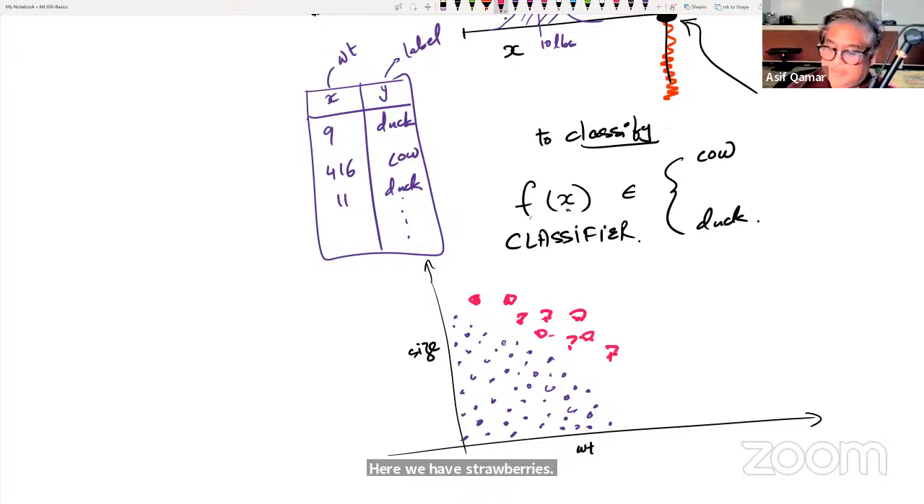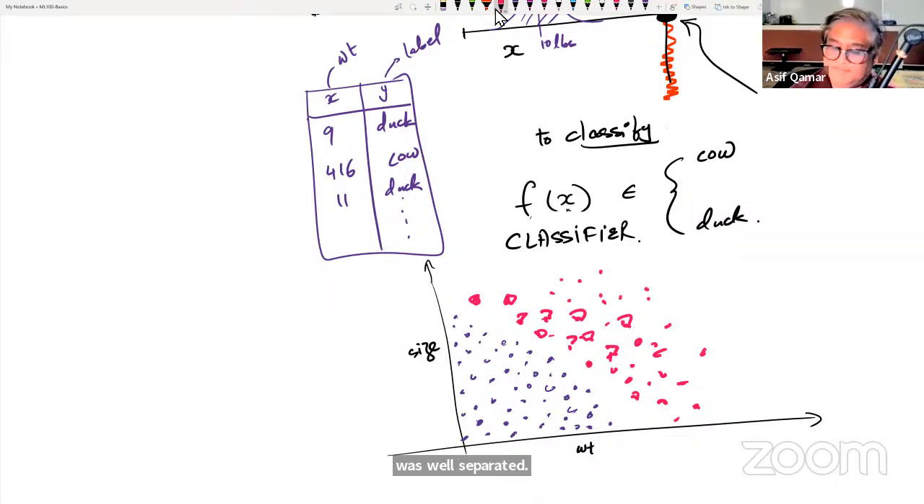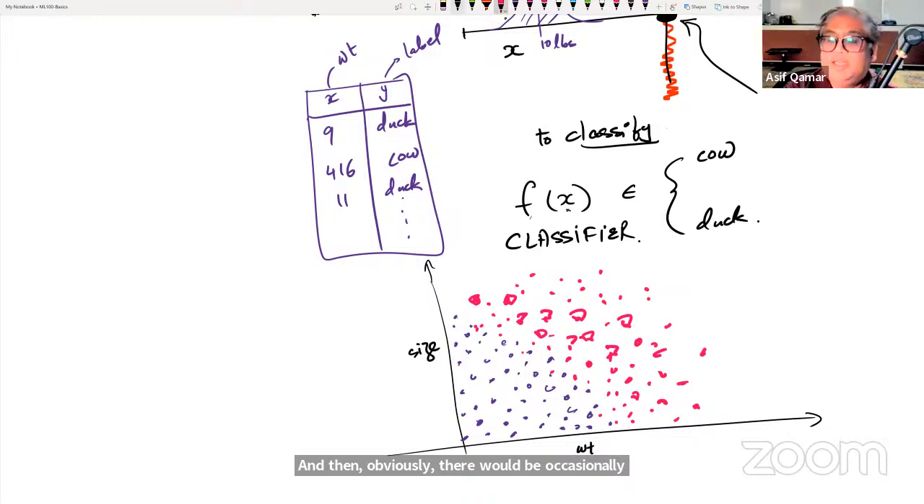Let's say that the world was really so cut and dry, the data was well separated. All your big, heavy things are strawberries. Then obviously there would be occasionally small strawberries and a few big grapes. So there would be a little bit of an overlap, let's say.